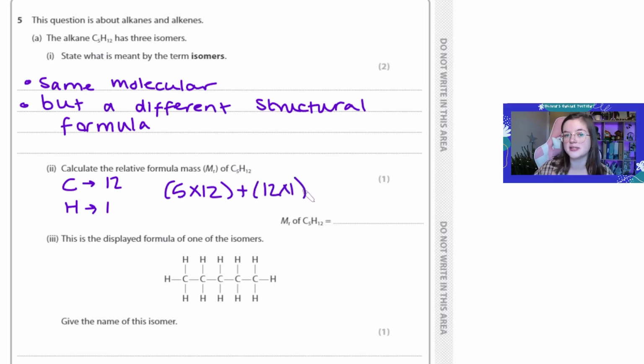And that gives us, and there we are, that's that. Then this is the displayed formula of one of those isomers. Give the name of this isomer as an alkane with 1, 2, 3, 4, 5 carbons. Means that this is pentane. Like a pentagon is a shape with 5 sides. Pentane is an alkane with 5 carbons.